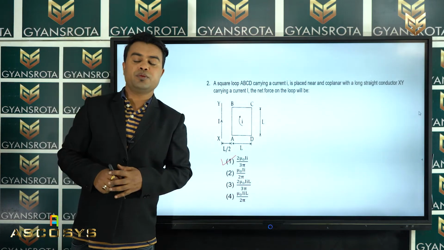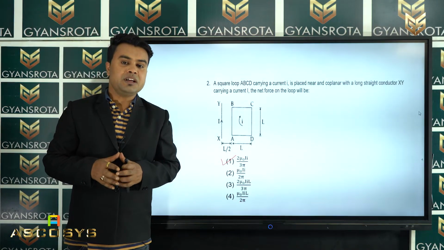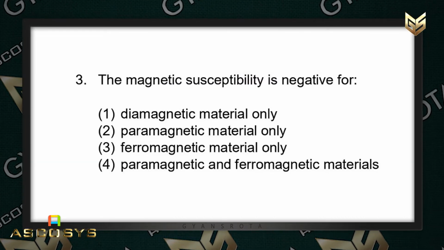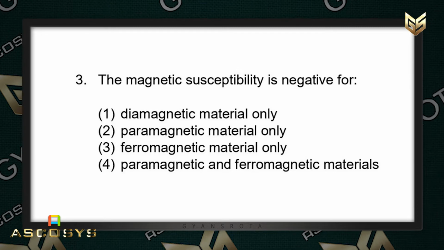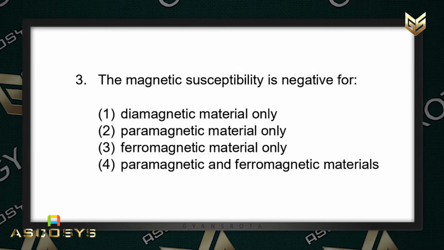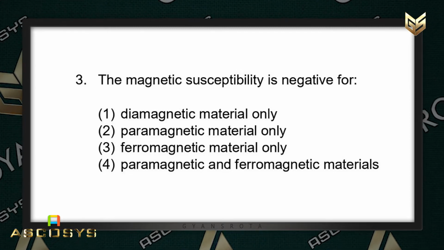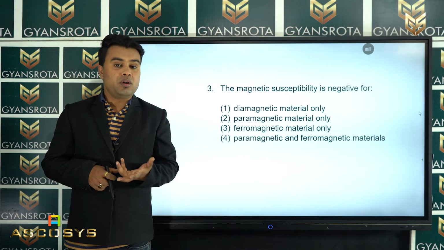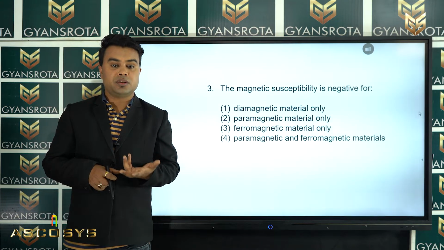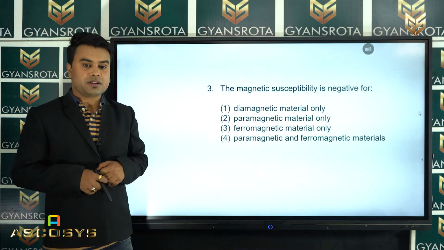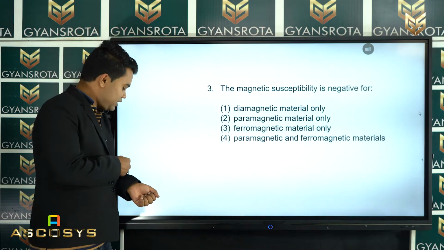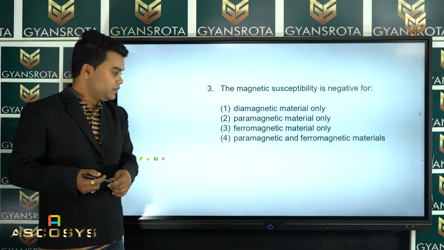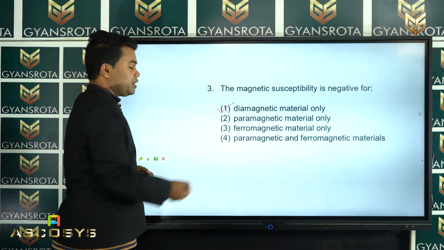Now let us move to the next question, that is question number 3. The magnetic susceptibility is negative for which type of material? It is negative only for diamagnetic material. Paramagnetic and ferromagnetic materials have positive susceptibility. So the correct answer is number 1, diamagnetic materials only. This is a direct question from the chapter magnetism. So option 1 is your correct answer.